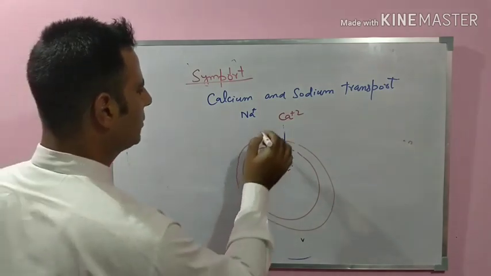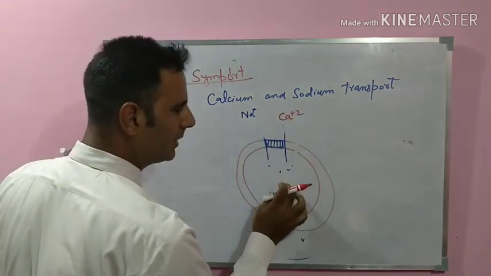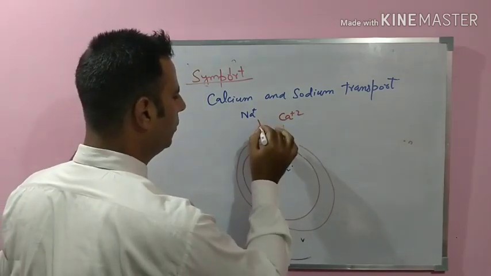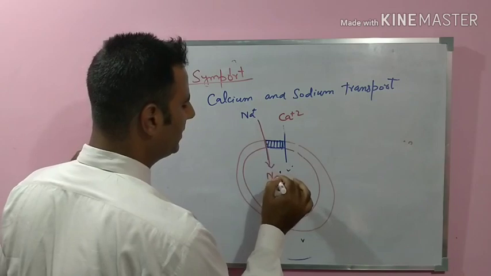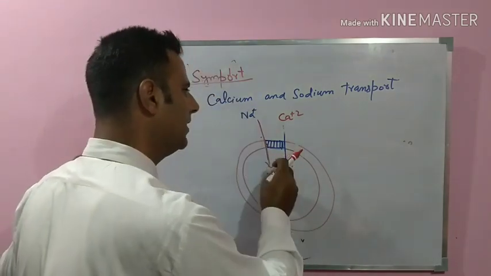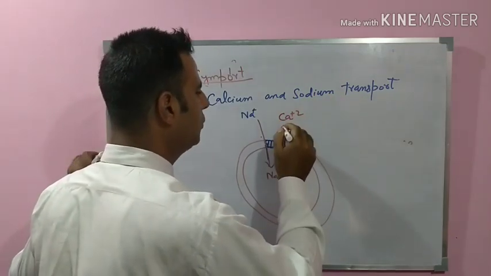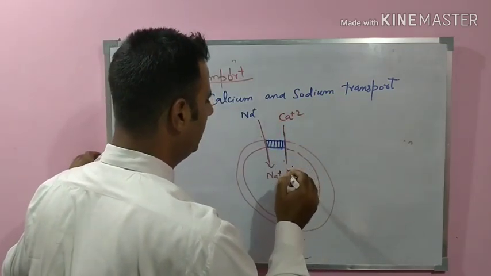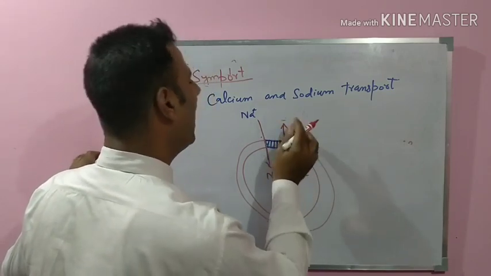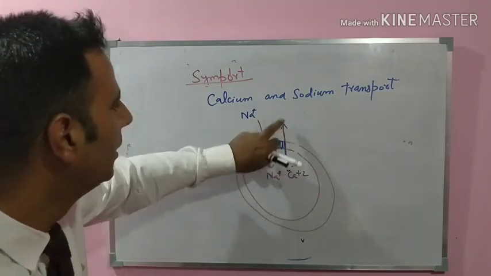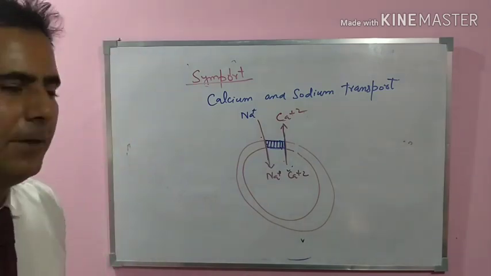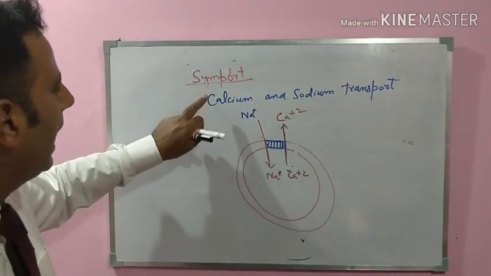What is going to happen? The interior of the cell requires the calcium. Sodium will move from an area of higher concentration to lower concentration, following the concentration gradient. Some amount of energy will be released, and that energy will be used to transport the calcium from inside of the cell to the outside. Calcium will be transported out, sodium will be transported in. This type of transport is known as antiport.